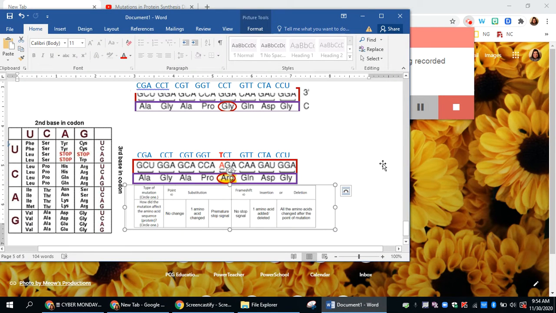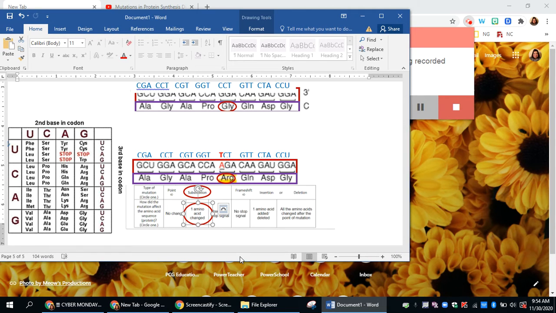That change is going to be what we call a substitution. So if this were our lab activity that we're doing today, you would circle substitution. And this time, notice that we're going to have a bigger change. Well, we'll have one amino acid change, not all of the amino acids, because notice all the rest are the same. So it's going to be a substitution and then one amino acid changed as a result of that. So let's look at another example.